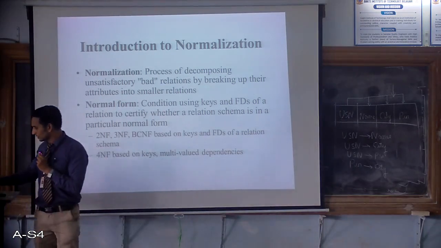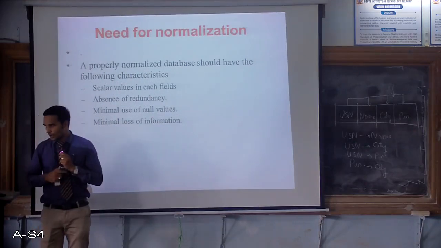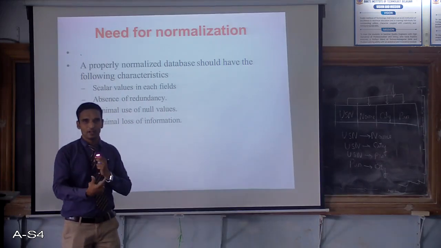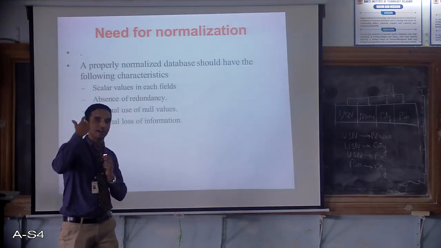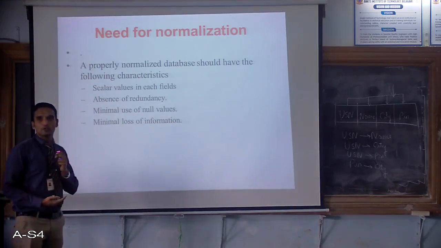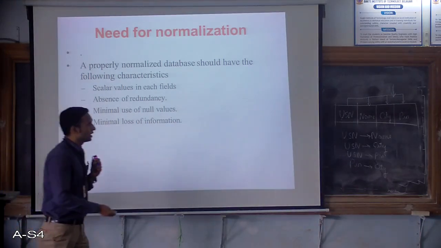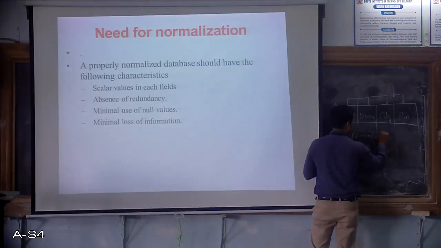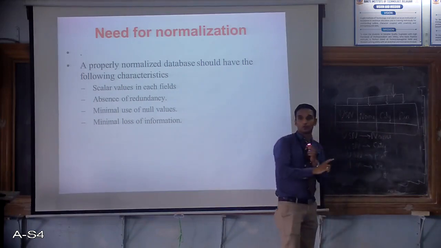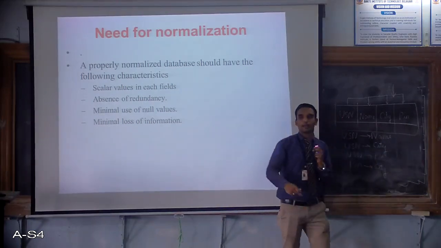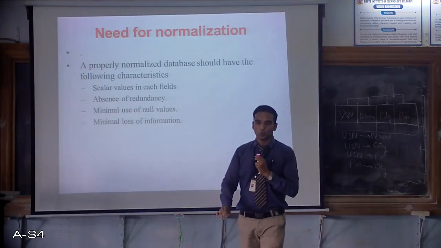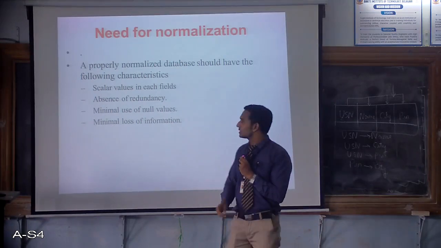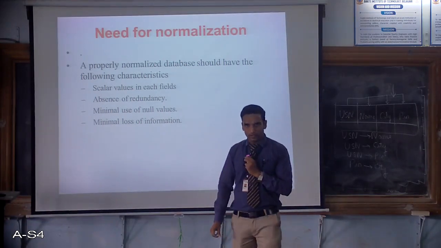So how does this work? A properly normalized database should have the following characteristics. When I say a table is normalized, it should have the following characteristics. Those are nothing but the guidelines we studied. Scalar values in each field. That means when you are inserting a value for an attribute, for example city, you should have a scalar value, a single value. You can't enter two cities here, Belgaum and Pune, or Belgaum and Mumbai. No, only one. So when you say the table is normalized, it has some characteristics. First thing is scalar values in each field.